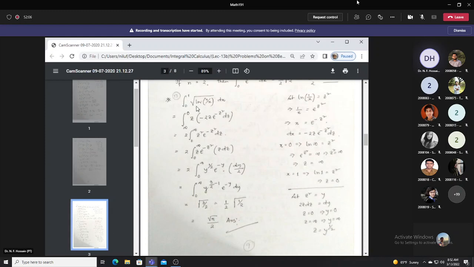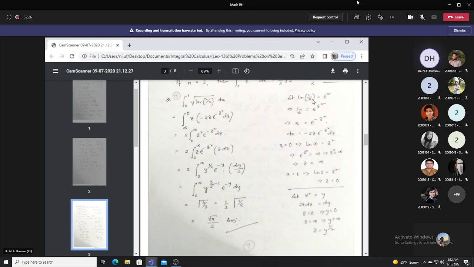The integral from 0 to 1 of root over ln of 1 by x dx. Let us take this substitution: ln of 1 by x equal to z square. So 1 over x should be e to the power z square, so x should be e to the power minus z square. Now dx should be minus 2z e to the power minus z square dz.